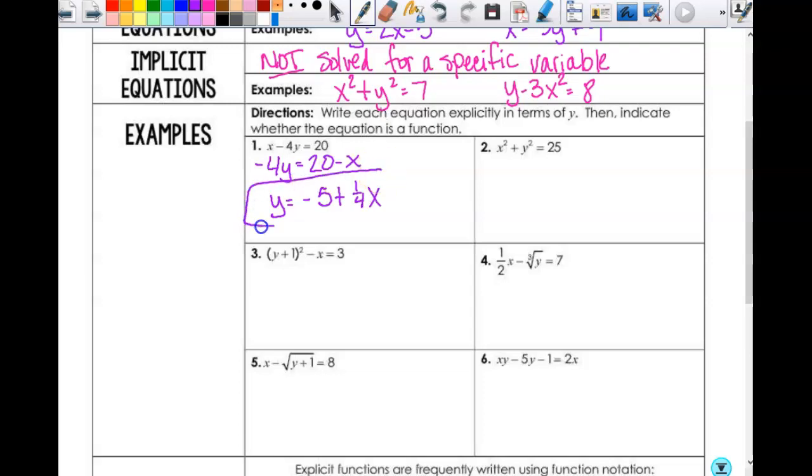I solved for y. Now, is this a function? Yes. When you graph it, what's it going to be? It's going to be a linear. It's a line. So all lines that aren't vertical are a function. So this is a yes. Okay. All right. Let's look at number 3.